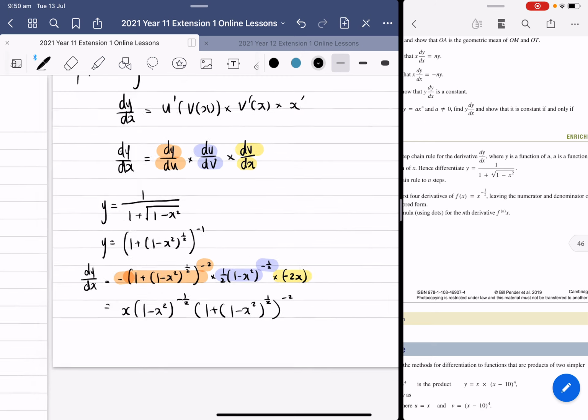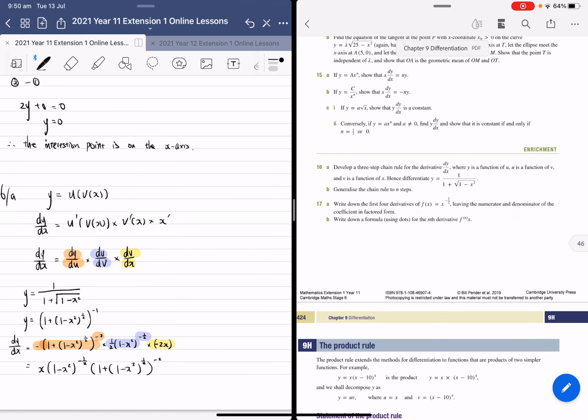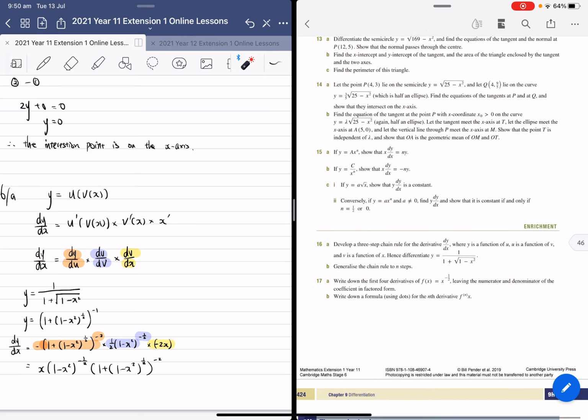Okay, so that's question 16a. You can definitely generalize this to n steps, which is just a continuation of the functions here. So that's not hard. I think that's it.